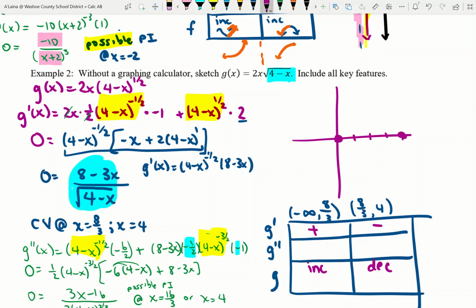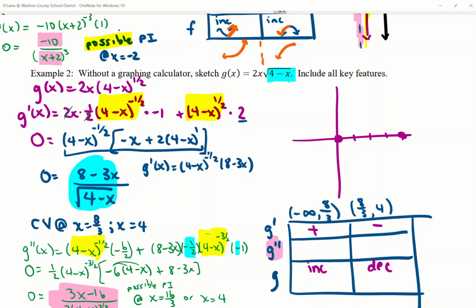So I'll pick a number like 0. Now I'm looking at my second derivative. So when you're testing the point of inflection, make sure you're testing it in the second derivative here for concavity. So if I substitute in a 0, I get negative 16 over a positive. 4 to the 3/2 power will still be a positive times 2 is still a positive. I have a negative divided by a positive. This is a negative, so I will be concave down.